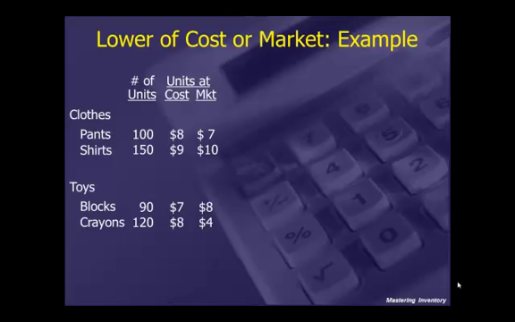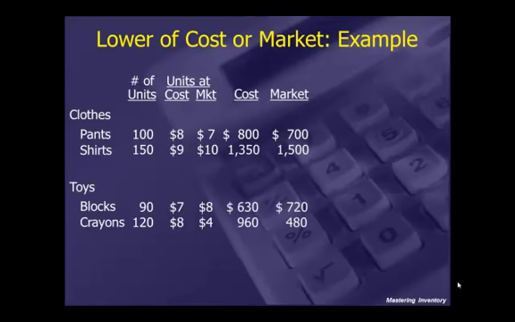So here's the lower of cost or market example where we have it by groups. We have clothes, pants, and shirts. We have toys, blocks, and crayons. So we're going to go through with the cost or market. We have 100 pants at a cost of $8. That's $800. We have 100 pants at $7 market, $700 total. We have shirts, 150 times cost of $9 or $1,350, and then 150 times $10 market for $1,500.